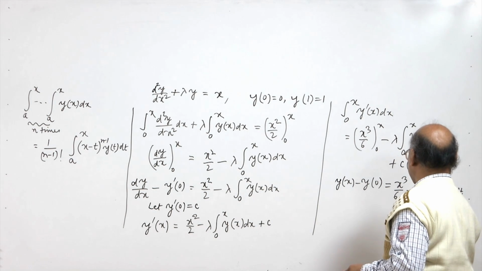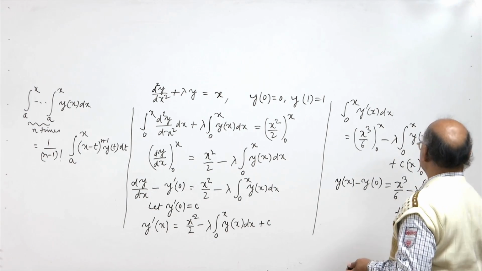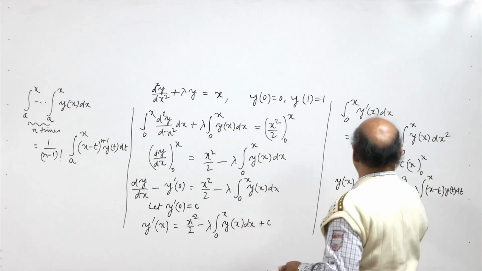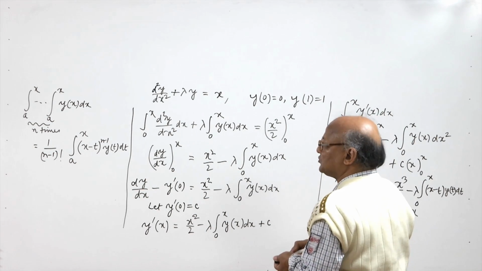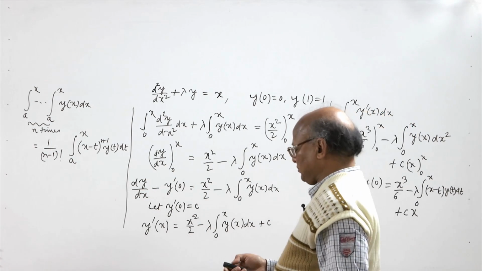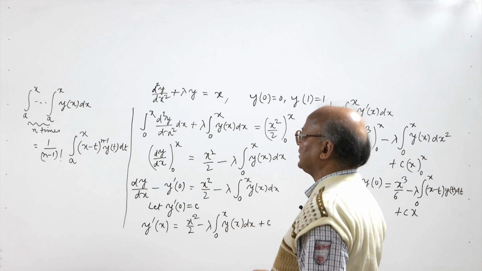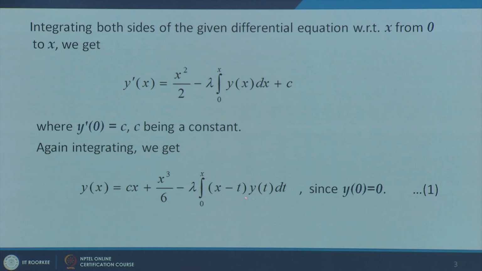And then here we have Cx. Okay, we are given y(0) equal to 0. So when you put y(0) equal to 0, what you get is y(x) equal to Cx plus x cube by 6 minus lambda integral 0 to x (x minus t) y(t) dt. Now we have the values of y(x) here, and we also have the value of y dash x, but c is unknown here.